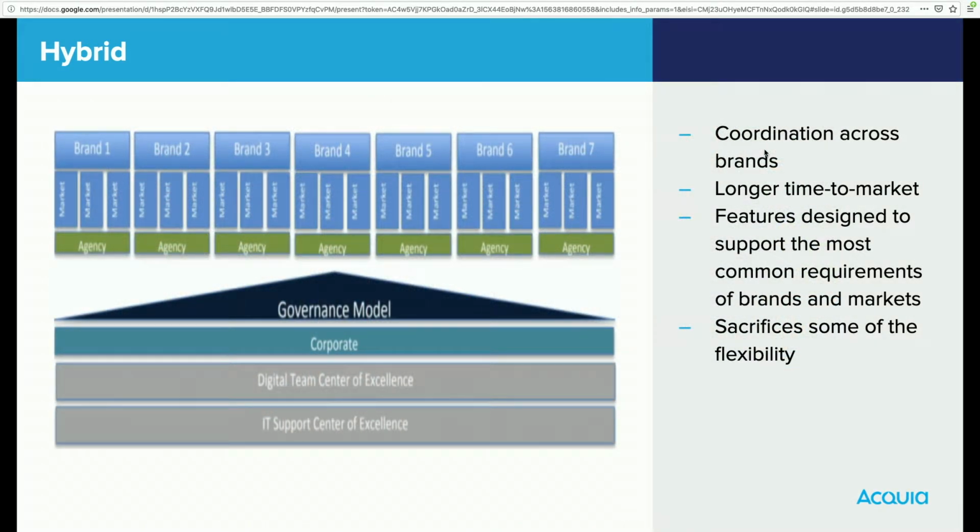Usually this takes a little bit longer up front because you've really got to set those standards from the top and have them flow down. But you will sacrifice a little bit of flexibility for some of your teams, but generally it gives you that good middle ground if you don't have a need to go fully centralized or decentralized.